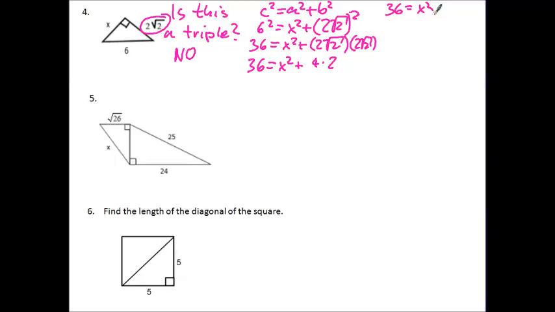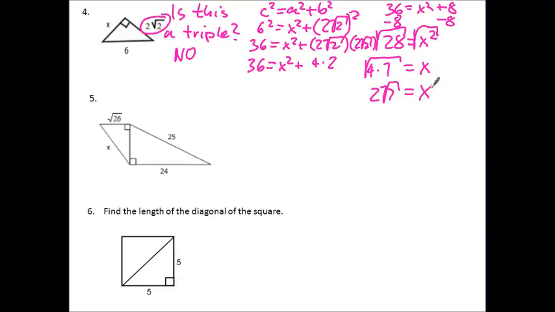36 is equal to x squared plus 8. Subtracting 8 on both sides, we get 28 is equal to x squared. Now we take the square root of both sides. 28 is not a perfect square, but it is 4 times 7. So the square root of 4 times 7 is 2 square roots of 7, and that is equal to x.